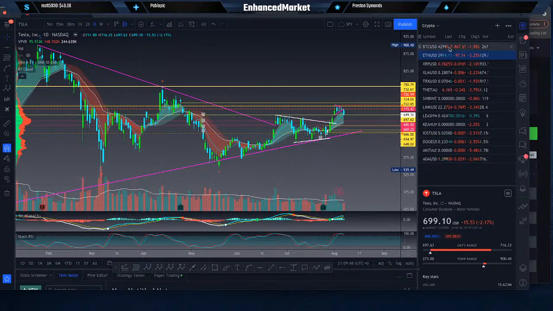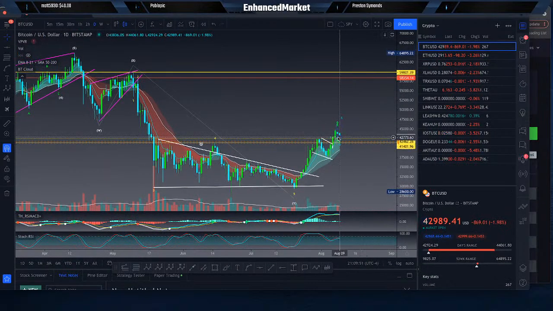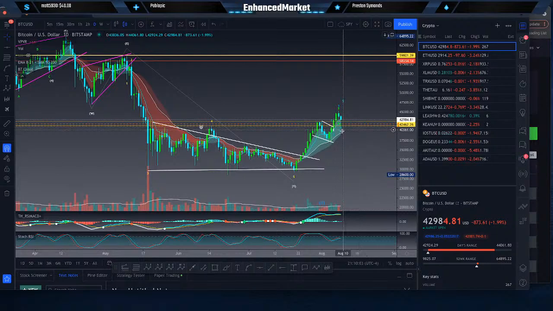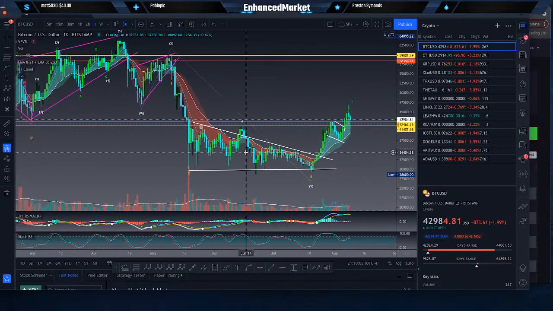Yep, letting the EMAs catch up. All right, so we broke out. I had to retest that EMA. Same thing is going to happen here, right? We are in an uptrend as long as that EMA holds.